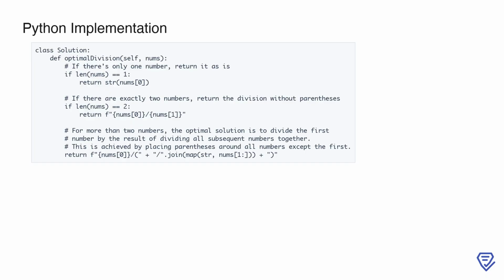The map function applies str to each number in the list, and "/".join concatenates these numbers with division symbols. This creates the correct sequence of divisions within parentheses for the latter part of the expression. Finally, the result is returned as a formatted string. This implementation is efficient with a time complexity of O(n), where n is the length of the input list nums, as it involves a single traversal of the numbers to construct the output string.